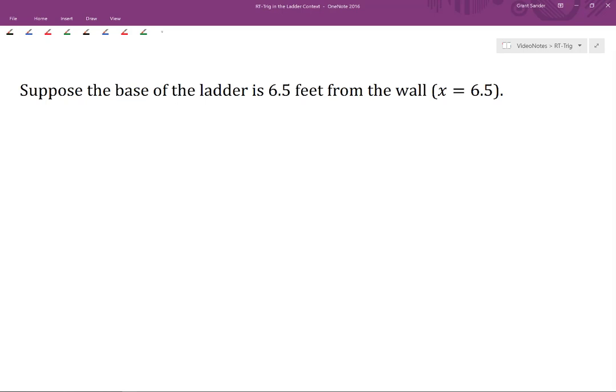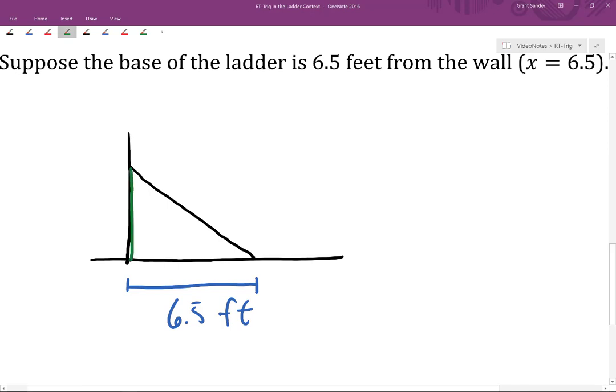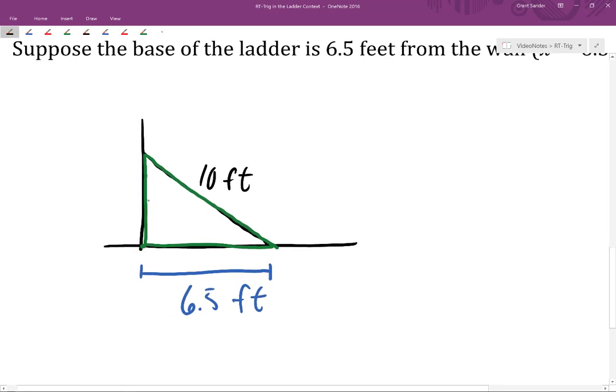Let's first draw a diagram of this. We have the ground here, the wall here, and the ladder right here. We know that the base of the ladder is 6.5 feet from the wall, so this distance right here is 6.5 feet. You should be able to see a right triangle in this situation. We see a vertical leg, a horizontal leg, and a hypotenuse. The hypotenuse is 10 feet long because the ladder is 10 feet long, and the horizontal leg is 6.5 feet. We could find the length of the vertical leg if we wanted, but we won't worry about that right now. Let's start by deciding what this angle measure theta is.